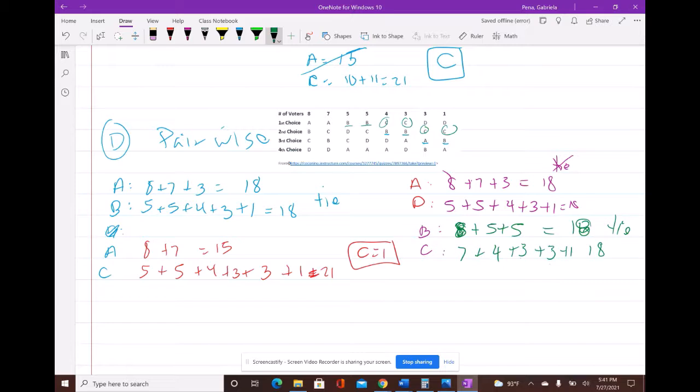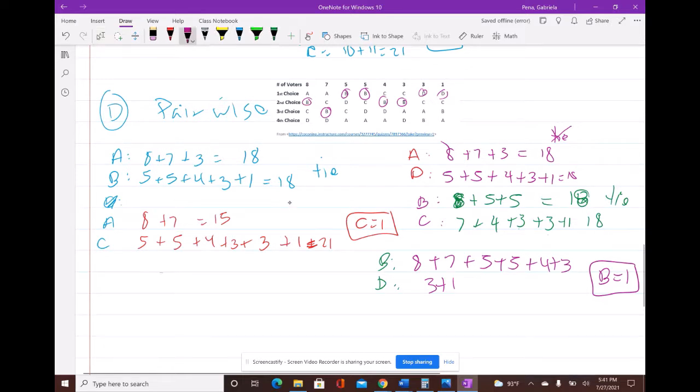Now let's look at BD. Let me just erase everything here. B and D. So B wins here, there's 8. B wins here, there's 7. B wins here, there's 5. B wins here, there's 5. B wins here, B wins here. So 4, 3. So it looks like B's going to win all the way through. 3 plus 1. So here, B has 1.